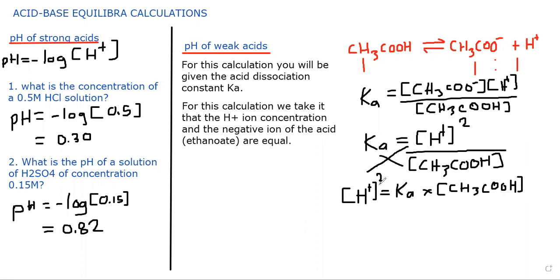All right, so now we're going to get rid of the square of the hydrogen. In order to do that, we have to take the square root of the other side. So the hydrogen ion concentration is equal to the square root of Ka times the acid concentration.